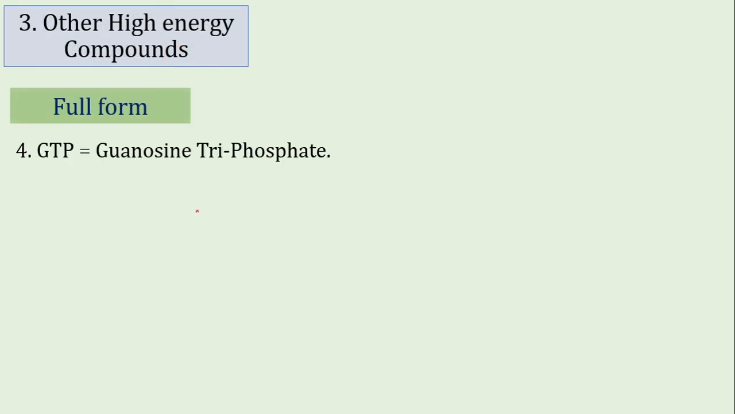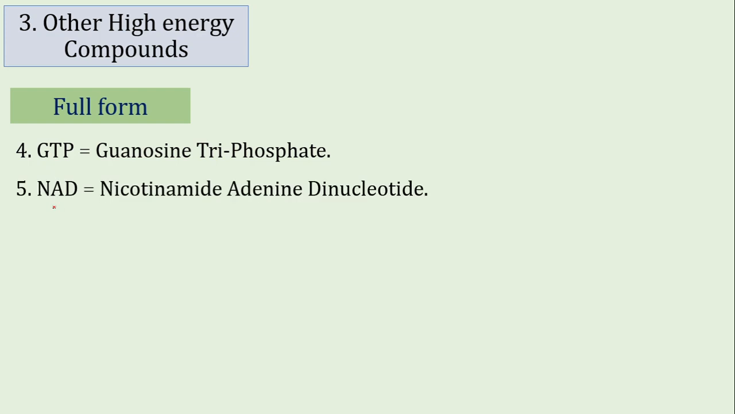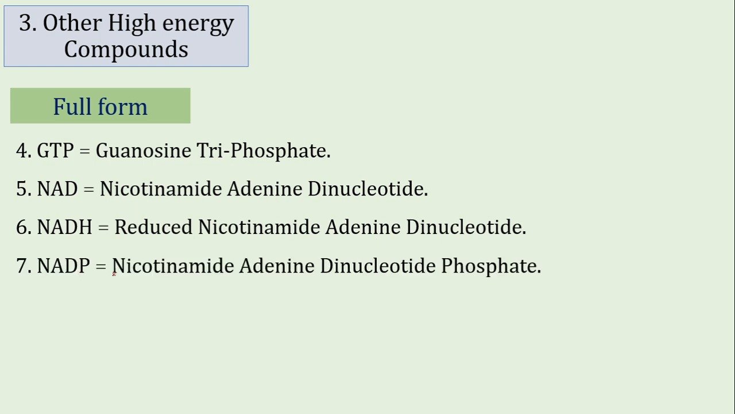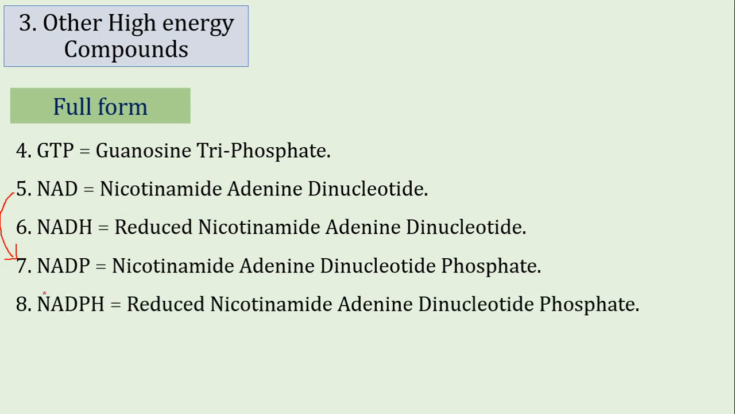Then the other high energy compounds are GTP, guanosine triphosphate, structurally much more similar to adenosine triphosphate. NAD, nicotinamide adenine dinucleotide. NADH, reduced nicotinamide adenine dinucleotide. NADP, nicotinamide adenine dinucleotide phosphate. NADP is a slightly different version of NAD, and NADP is formed during the photosynthesis process. And then NADPH. NADPH is called the reduced nicotinamide adenine dinucleotide phosphate.